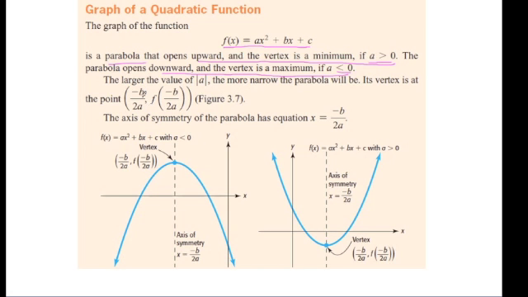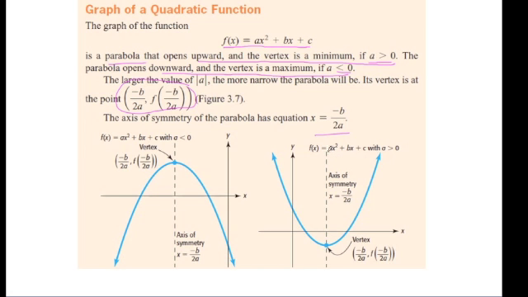Its vertex is at the point negative b over 2a, and then the y value would be f of negative b over 2a. It's important to know. The axis of symmetry is x equals negative b over 2a. That's the line right here that goes through the parabola. So ax squared plus bx plus c, if a is less than 0, so if a is negative, notice it opens down. The vertex is negative b over 2a, and f of negative b over 2a. The axis of symmetry is x equals negative b over 2a.